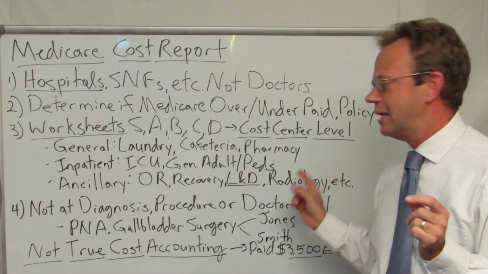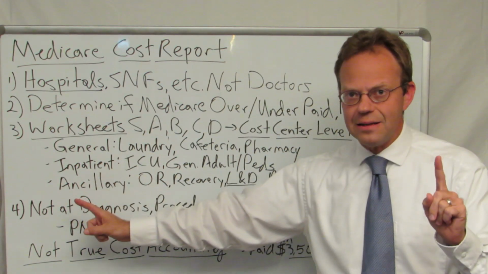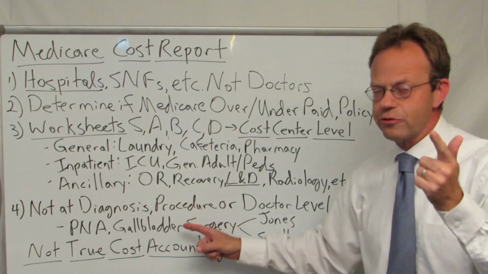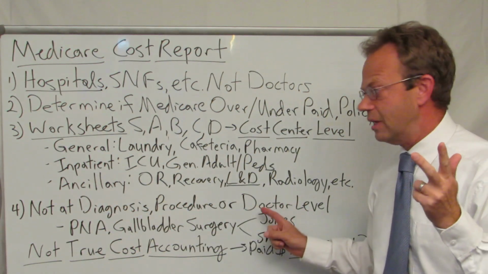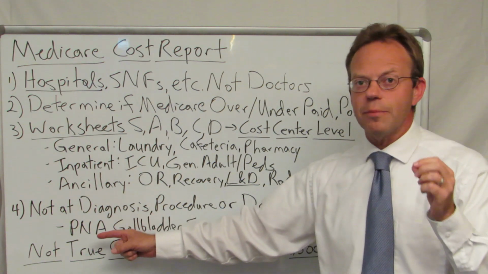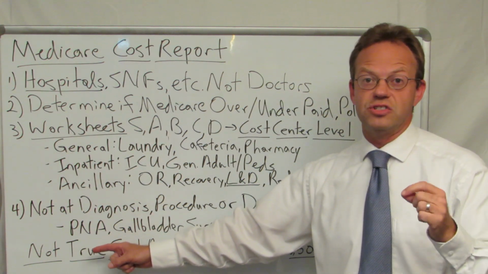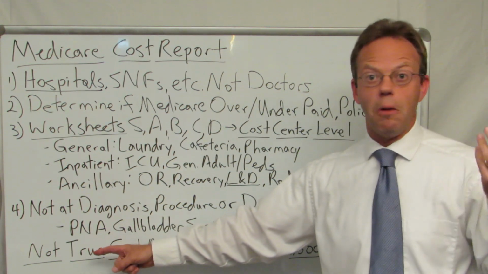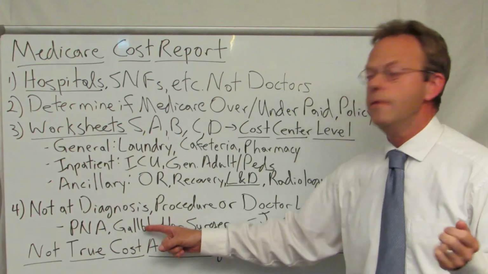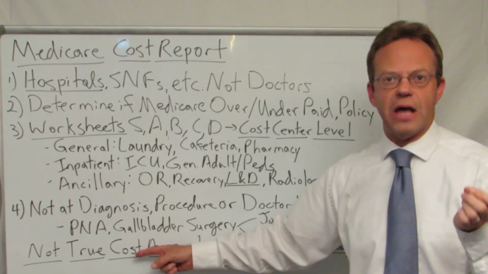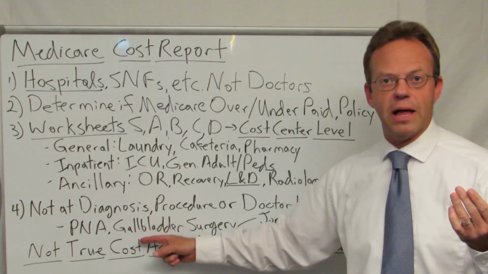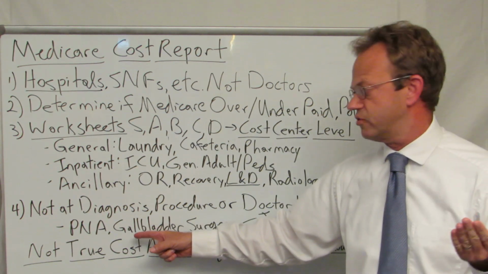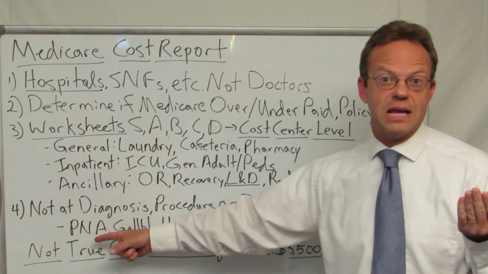Again, point number 4, it is not at the diagnosis level, it is not at the procedure level, and it is not at the doctor level. In other words, the hospital does not report, okay, what does it cost us to take care of a person with pneumonia? Nope, not anywhere on the Medicare cost report. Okay, what does it cost for a laparoscopic cholecystectomy, which is a gallbladder surgery? Not anywhere on the Medicare cost report. They don't break it down by initial surgical procedure or by diagnosis in the case of pneumonia.